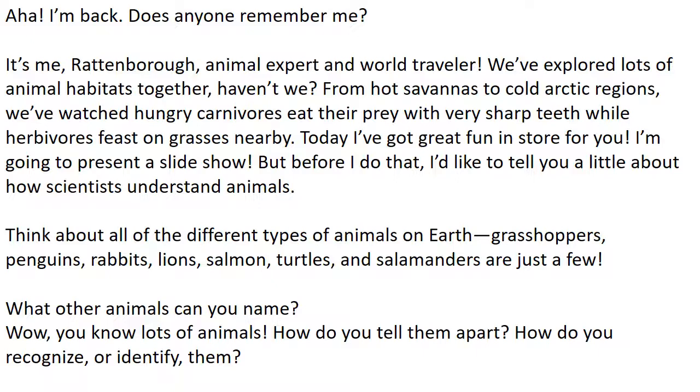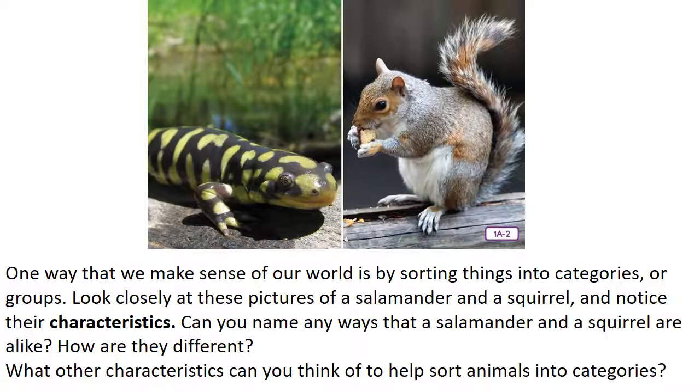Wow, you know lots of animals. How do you tell them apart? How do you recognize or identify them? One way that we make sense of our world is by sorting things into categories or groups. Look closely at these pictures of a salamander and a squirrel and notice their characteristics. Can you name any ways that a salamander and a squirrel are alike? How are they different? What other characteristics can you think of to help sort animals into categories?